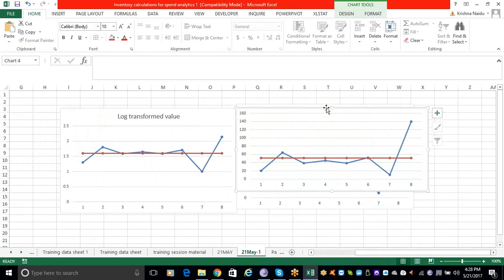Okay. So we had the values. We did transformation by doing a logarithm, log to the base 10. So the first graph is of the log transform value. The second graph is where there is no transformation. We just took the data as it is. So between these two graphs, what is the difference you are seeing?